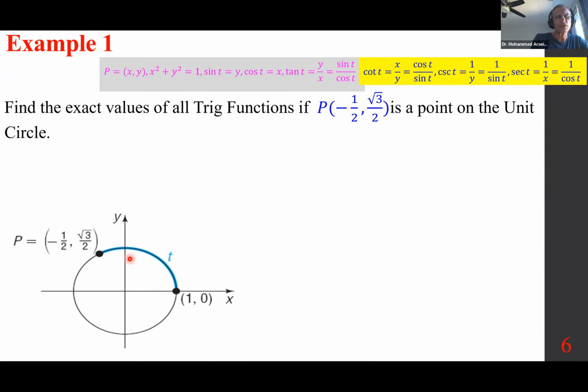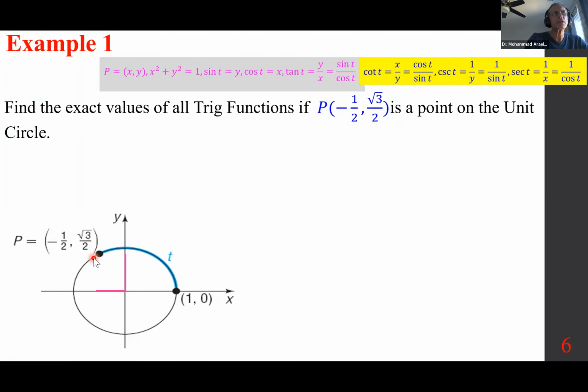-1/2 and then square root of 3/2, by the way, square root of 3 is about 1.71 roughly, but you can use a calculator to locate that. So it's somewhere here. This represents the pair, and therefore by definition, we know the x coordinate is the cosine, the y coordinate is the sine. So the x coordinate, -1/2, is cosine. My apologies, cosine. The y coordinate, square root of 3/2, is sine.